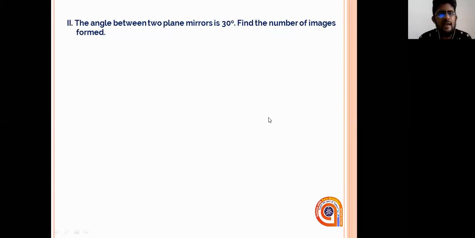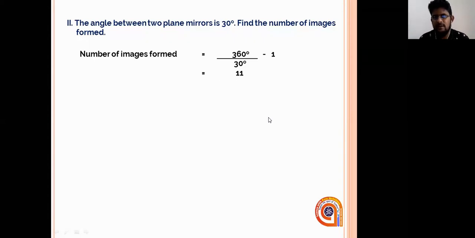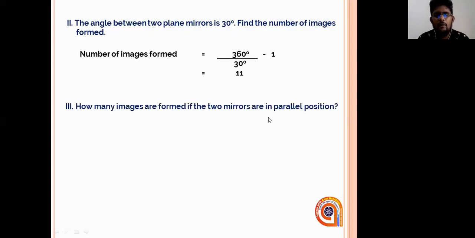The question is, the angle between two plane mirrors is 30 degrees. Find the number of images formed. So now we have learned the formula to be used: number of images equals 360 degrees divided by the angle between two mirrors, minus 1. What is the angle between these two mirrors? 30. That means it should be 360 divided by 30, minus 1. 12 minus 1, that is equal to 11. That means how many multiple images are formed? 11 images formed.